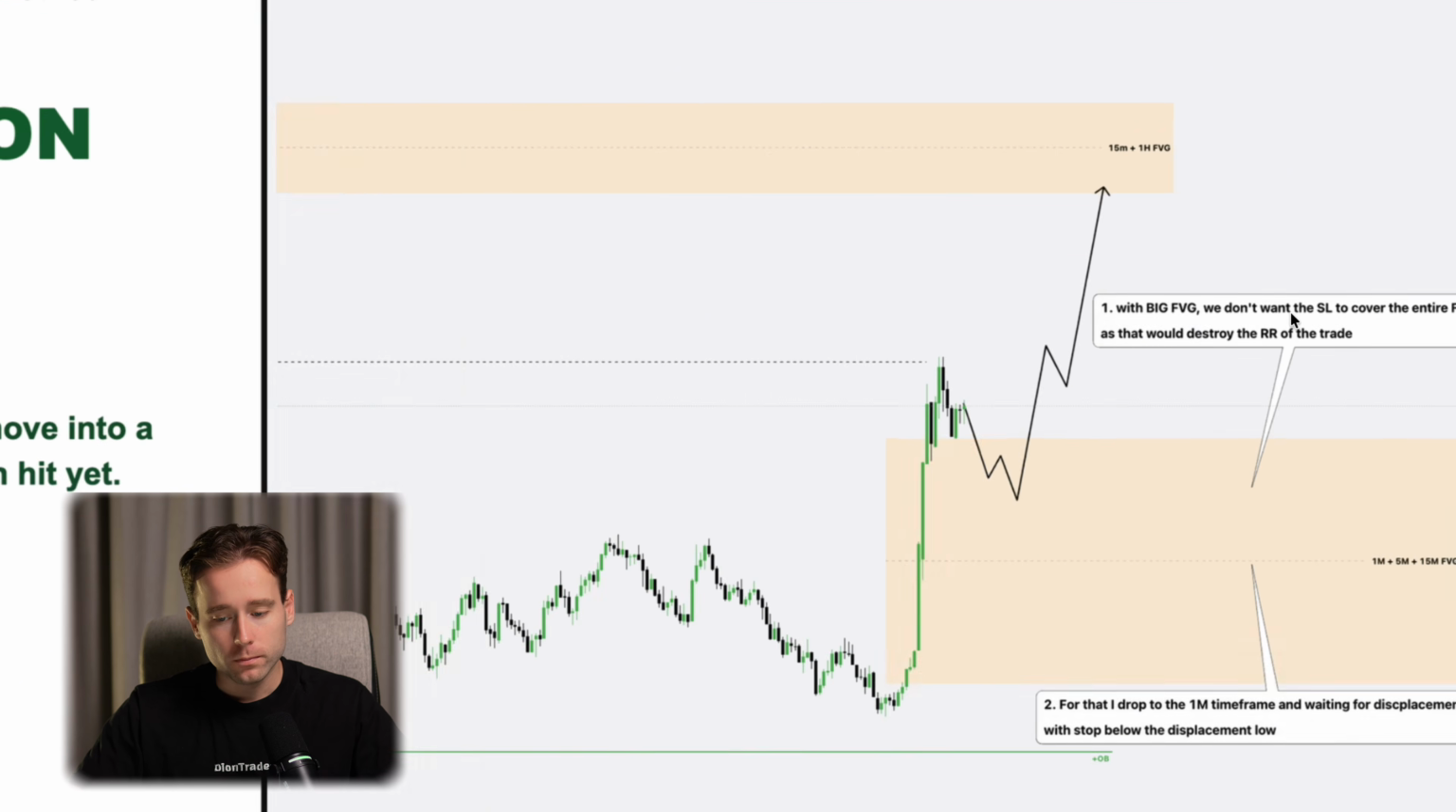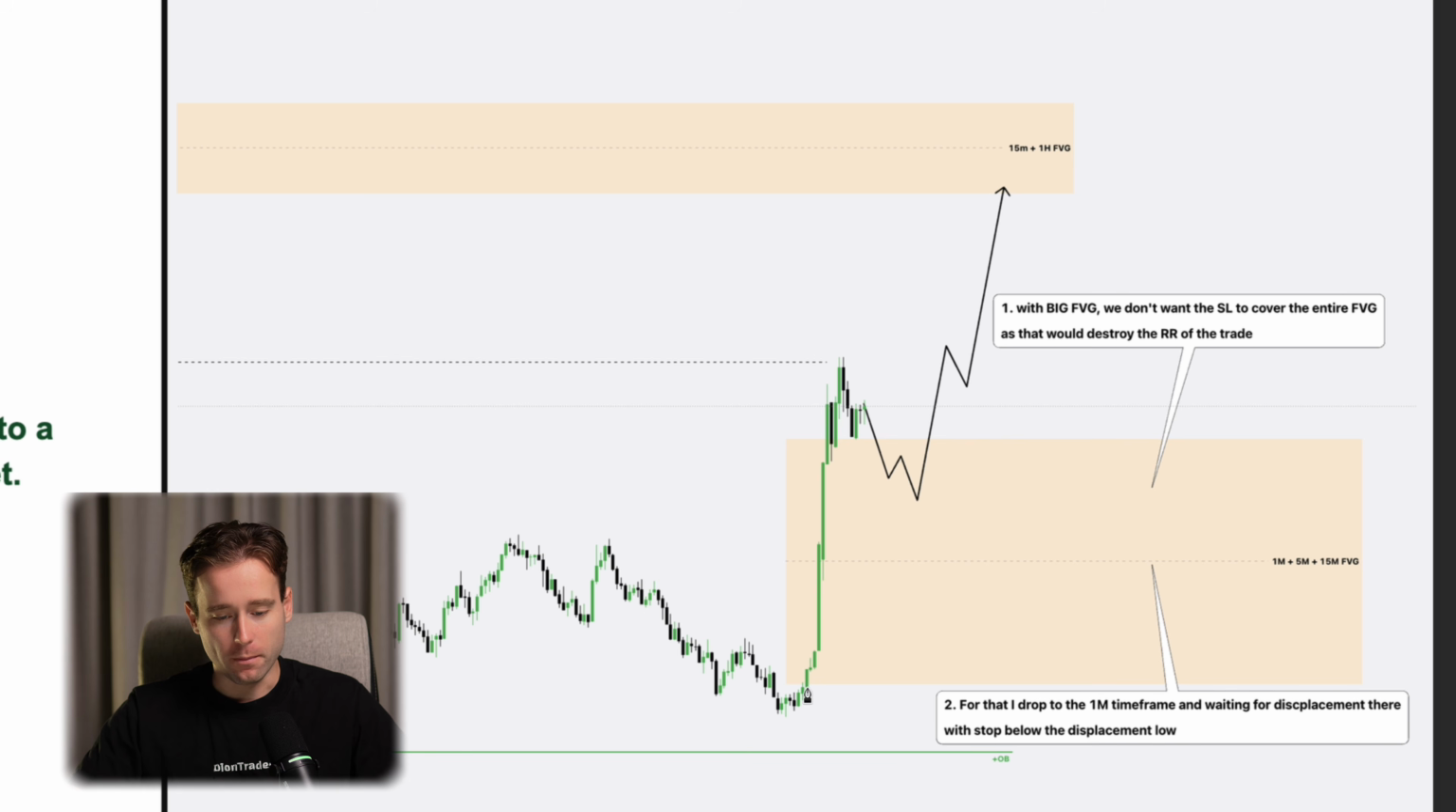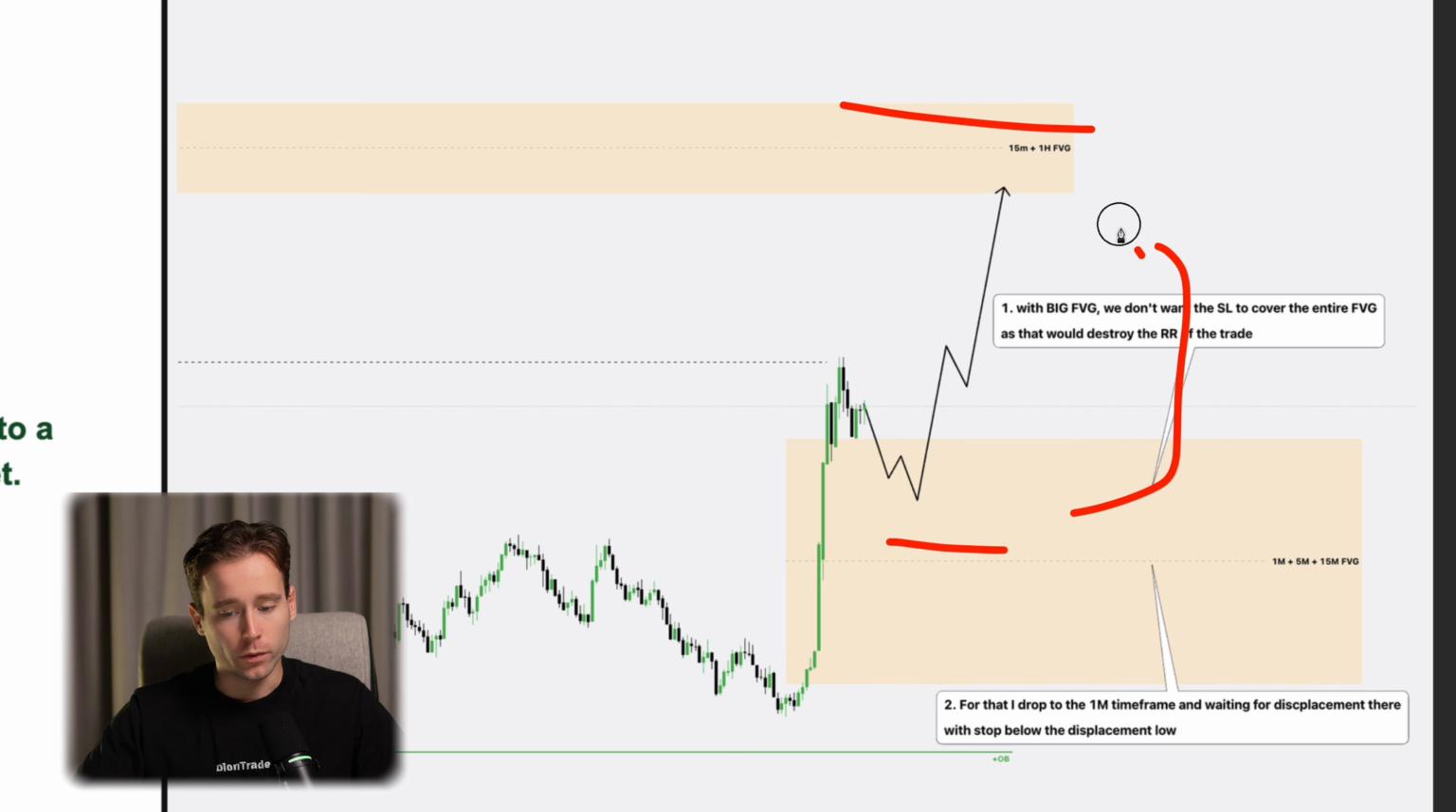And my rule is with a big fair value gap, like we see here, massive, we don't want our stop loss to be all the way below here, right? Because then our whole risk to reward is getting destroyed. Ideally, we want our stop loss to be somewhere in the fair value gap and then our target somewhere here to have a nice 1 to 2, 1 to 3, 1 to 4.